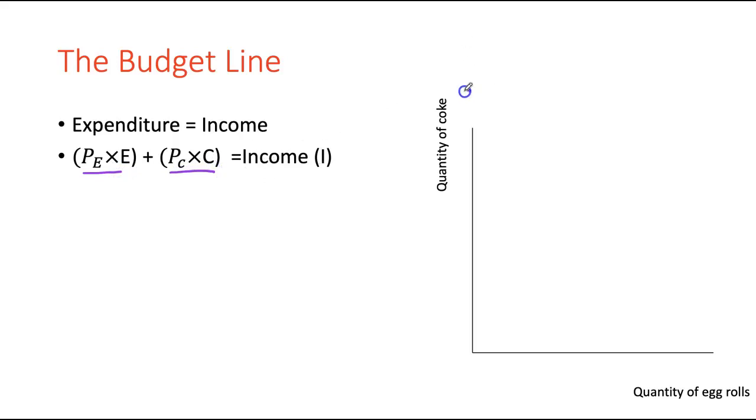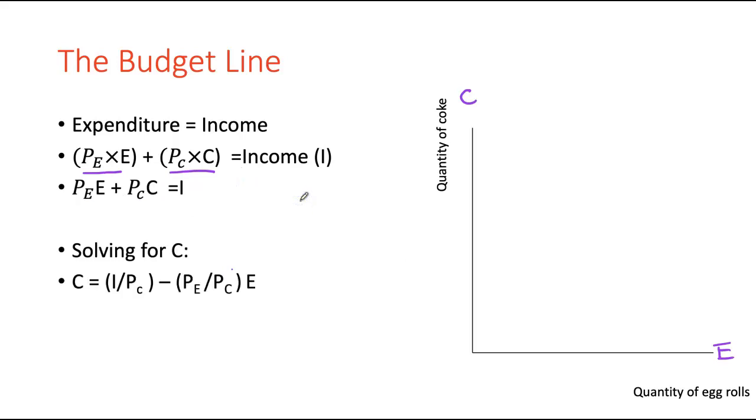Now remember, I'm measuring coke on the y-axis and egg rolls on the x-axis. C and E are referring to the quantity of coke and quantity of egg rolls respectively. So I want to write this as an equation where C is a function of E. So let's solve for our equation. Solving for C, or isolating C, we have C on the left hand side and everything else taken to the right hand side.